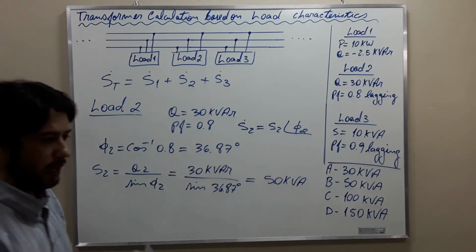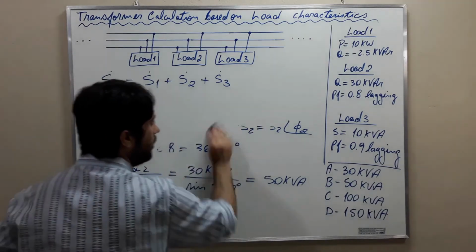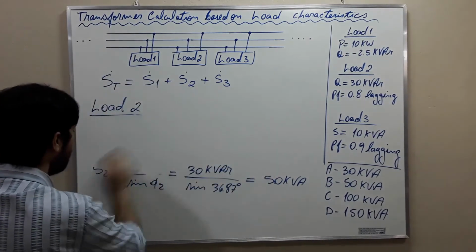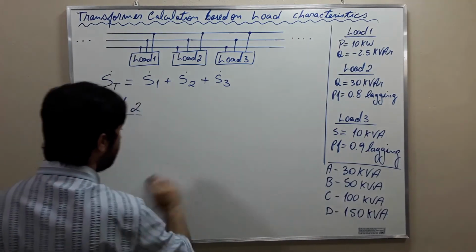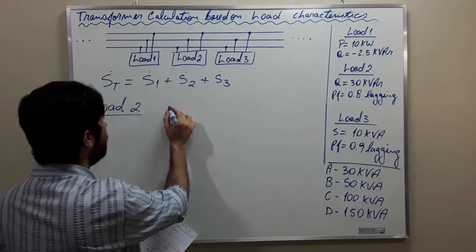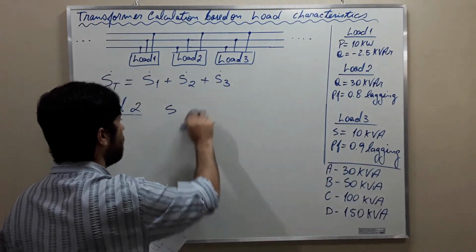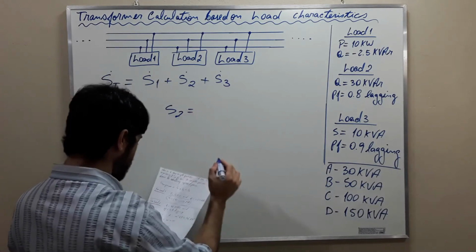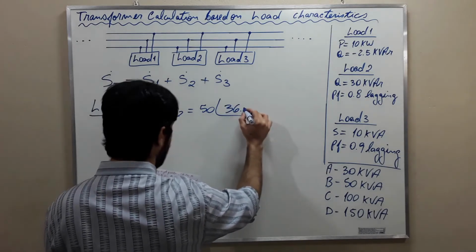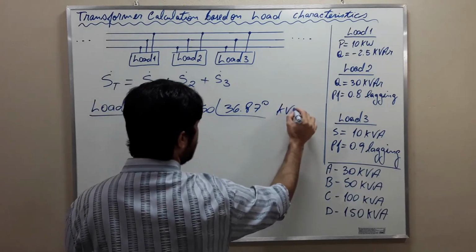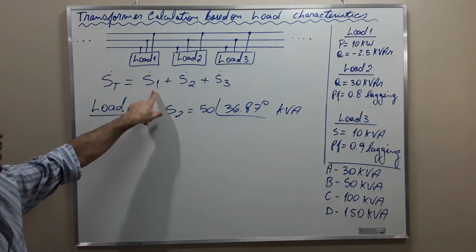50 kVA, 36.87 degrees. The apparent power of the second load and the angle make up the complex power. The complex power is not the apparent power. The apparent power is the magnitude of the complex power. So the complex power 2 is, as we calculated, 50 phase 36.87 degrees kVA. Okay. We have calculated the apparent power and the complex power of load 1.